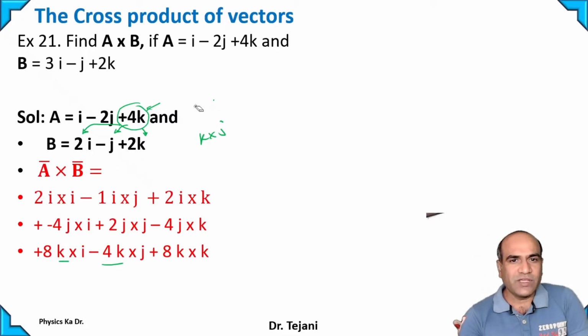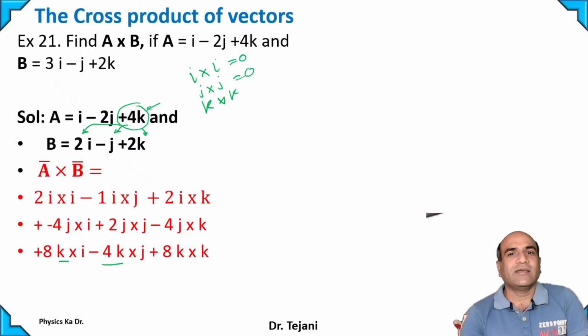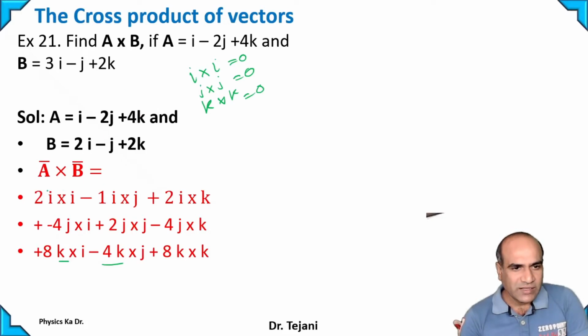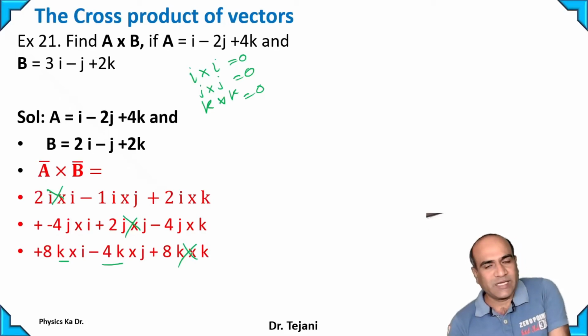So here we have to have knowledge that when we multiply k cross k, or i cross i, or j cross j, it becomes zero. It is zero, very opposite to the dot product. So here this is zero, this becomes zero, this becomes zero. It is not required here.